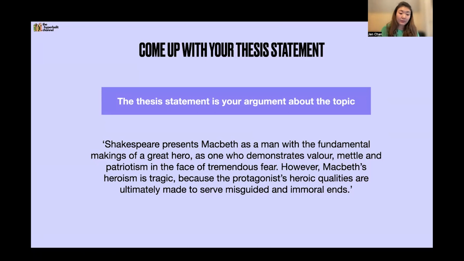So you can see why this would be a strong thesis, because I'm here communicating my view that Macbeth is someone with all the elements of a great hero, but then unfortunately, because he applies it to immoral and illegitimate ends, his heroism becomes tragic. And so there you go. That's an example of what you could include as your argument in the introductory paragraph.